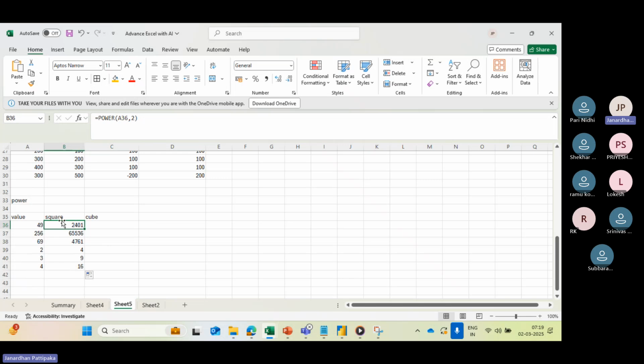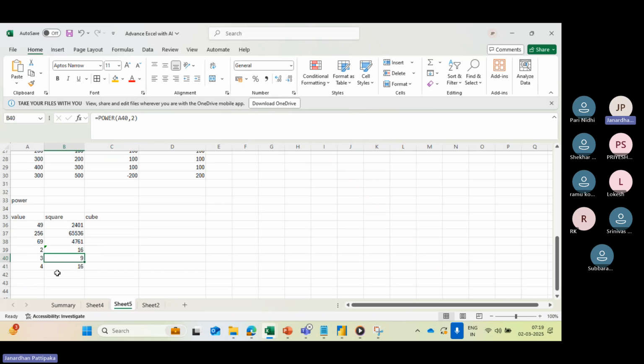So if you want to find, instead of 2 to the power of 5, 2 to the power of 6. Suppose I'm selecting 2 over here, and instead of 2 I'm selecting 4, 2 to the power of 4. You can give the value and mention the power you want. I want to mention 4 over here. Just click OK. So 2 to the power of 4: 2 times 2 is 4, 4 times 2 is 8, 8 times 2 is 16.